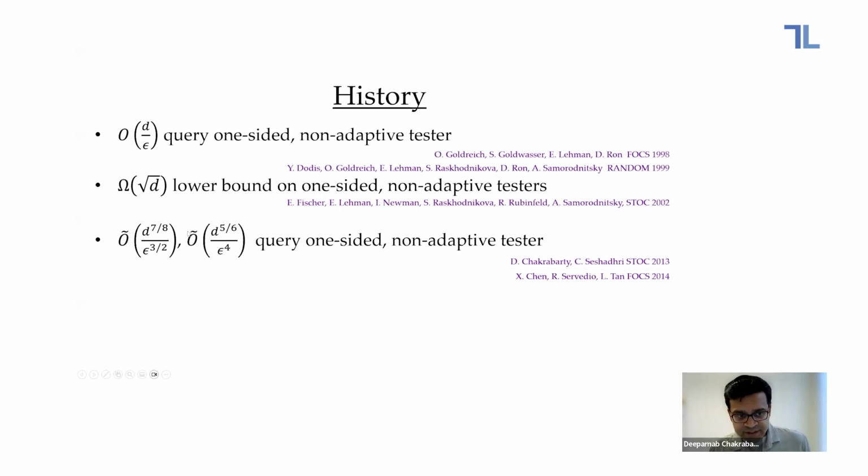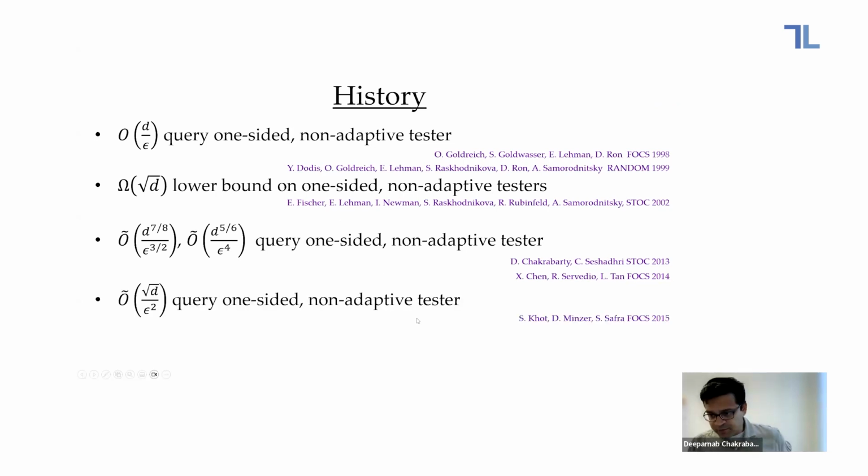This was very soon improved by Chen, Servedio, and Tan. But the more important thing was connecting this problem of distance to monotonicity of Boolean functions to isoperimetric theorems. And once that was done, there was this seminal work, which I'm going to talk more about in the next lecture, of Khot, Minzer, and Safra, which basically nailed the bound.